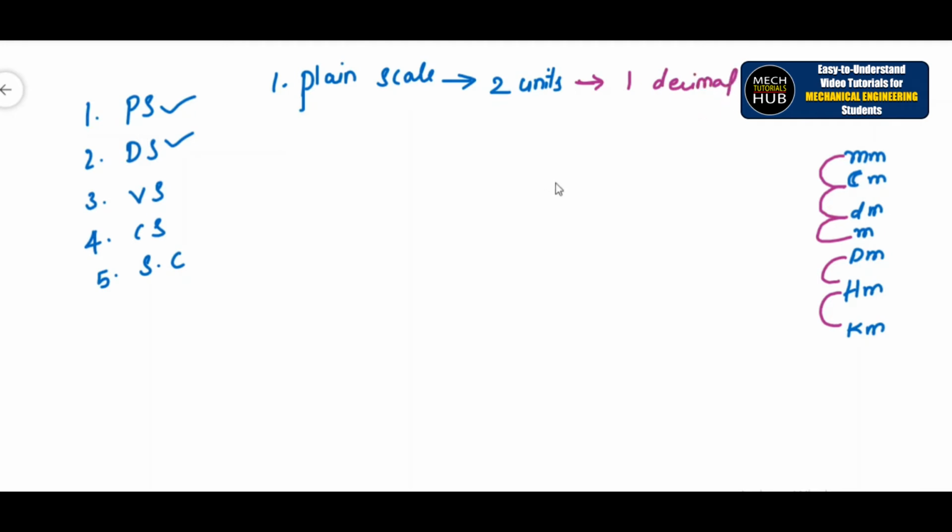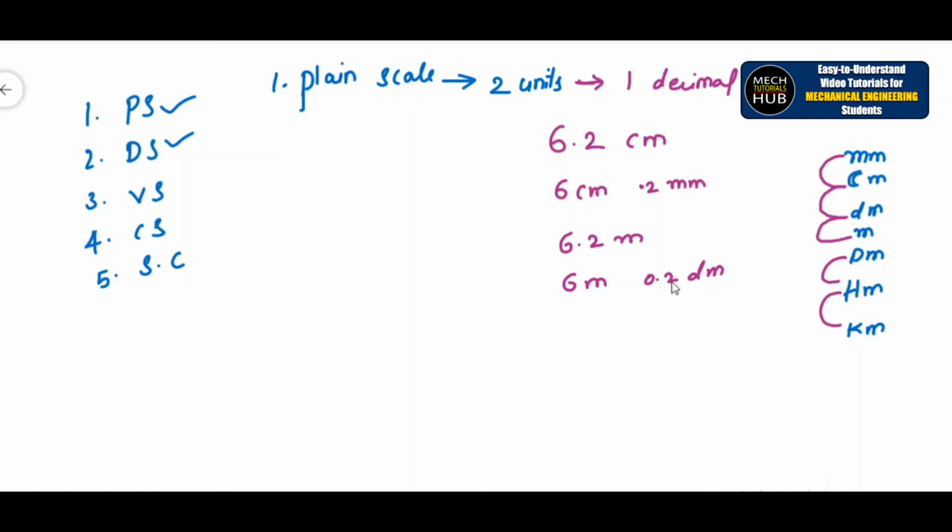One decimal. How to read? For example, if I say 6.2 centimeters, it means 6 centimeters and 0.2 millimeters. Okay, 6 centimeters, 0.2 millimeters. Similarly, if I say 6.2 meters, this becomes 6 meters and 0.2, the next unit, decimeters.